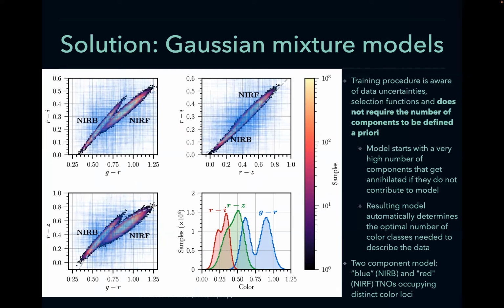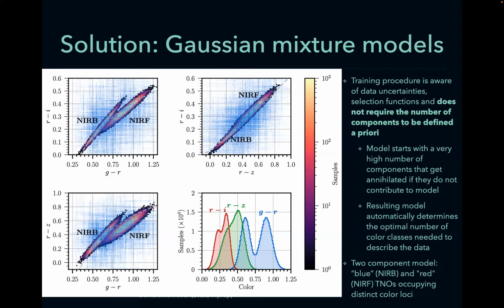Basically, what you do is you have a clustering procedure that does things probabilistically. So you can account for things like your data uncertainties or your selection functions. And also, we modified this idea a little bit to not require the number of components to be set a priori. We don't really know how many components were there. We were trying to figure this out. So we had to come up with a way of doing this.